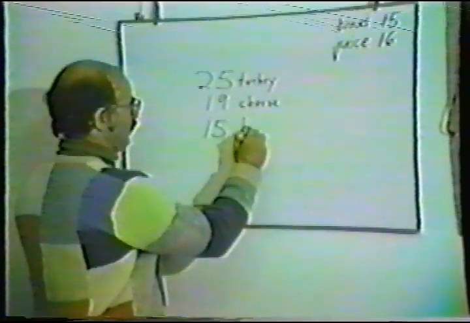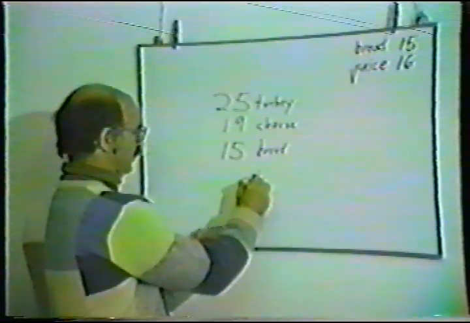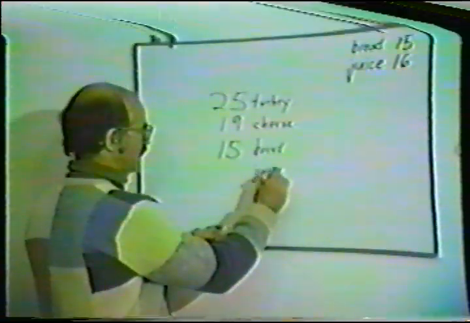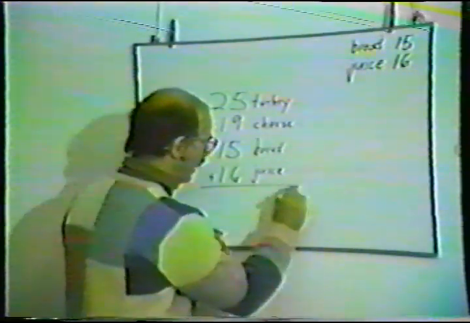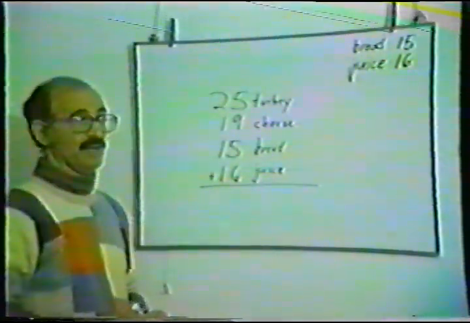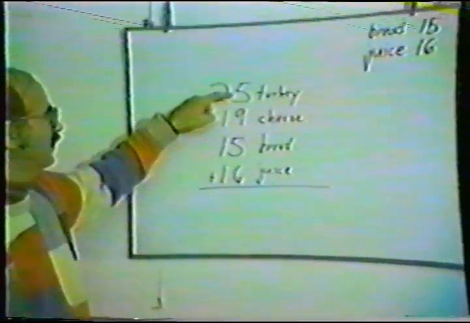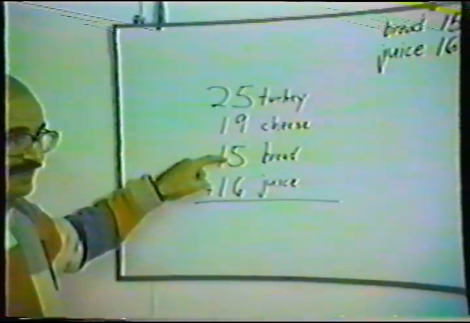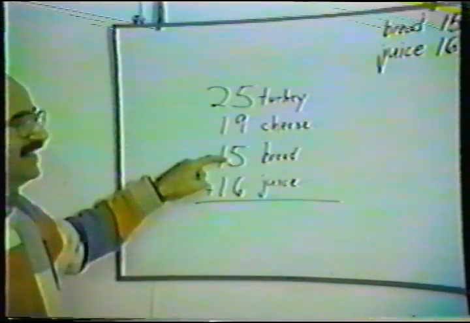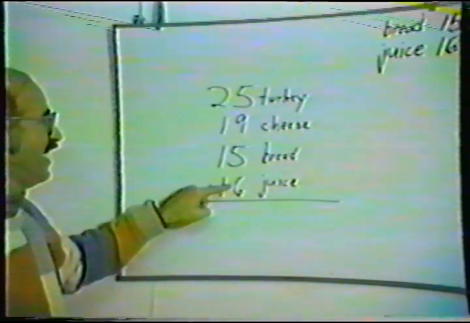15 for bread. And how much for juice? 16. We can now add all of that up. 9 plus 5 is? 14. Plus 5 is? 19. Plus 6 is? 25.